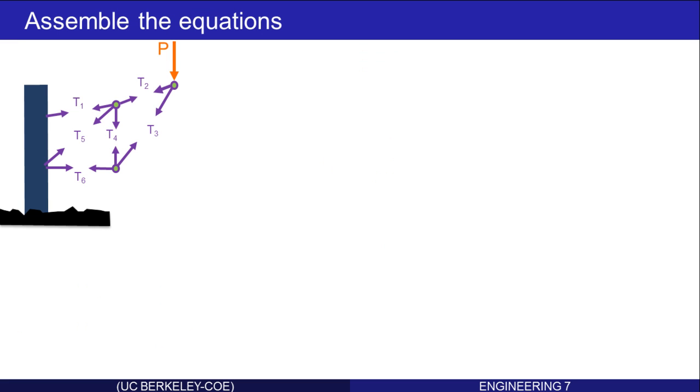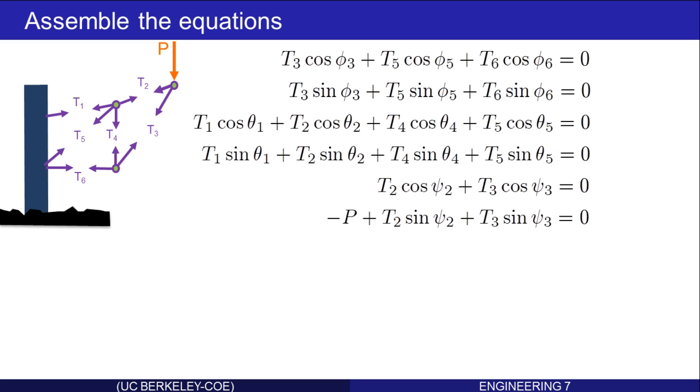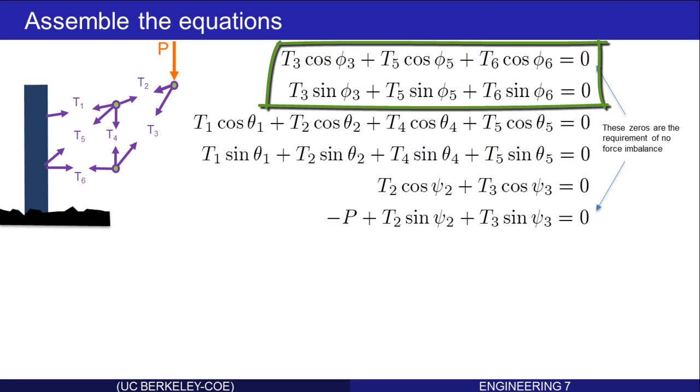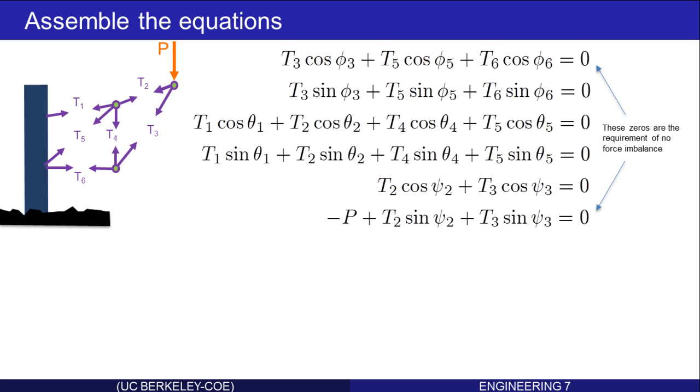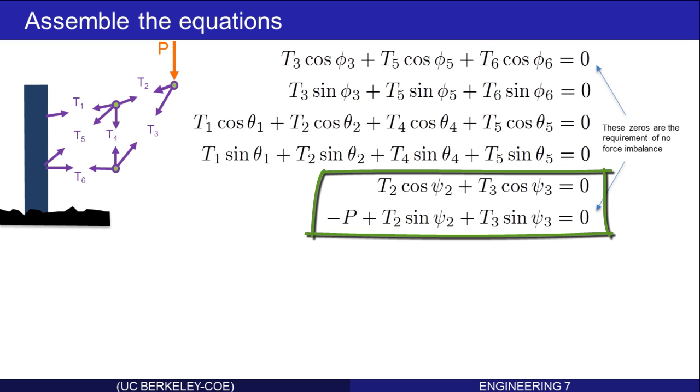Let's assemble all of the equations. For each pin, there were two equations, horizontal and vertical equilibrium. And there they are. These zeros on the right-hand side are really the requirement that there's no force imbalance on any one of the pins. The first two were horizontal and vertical for one of the pins, the next two were horizontal and vertical for another pin, and the last two were horizontal and vertical for the third pin.